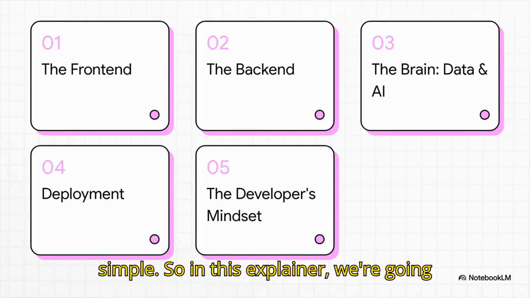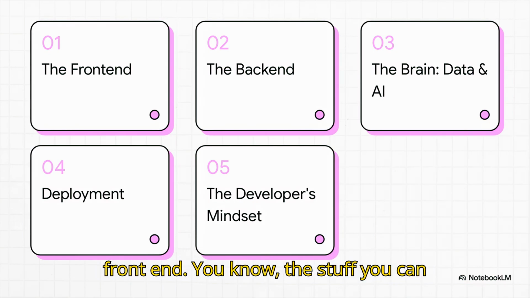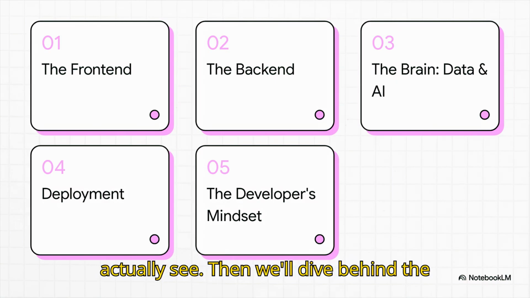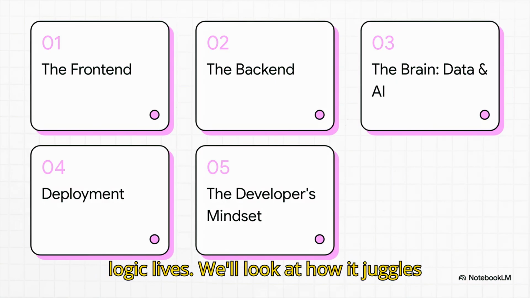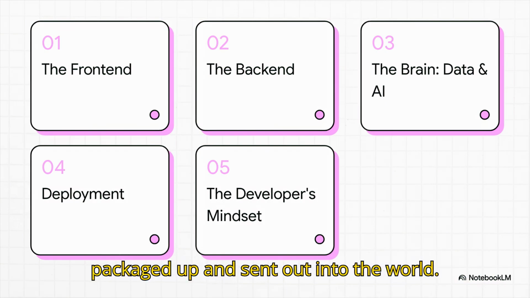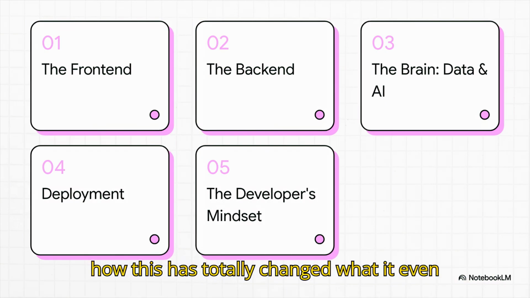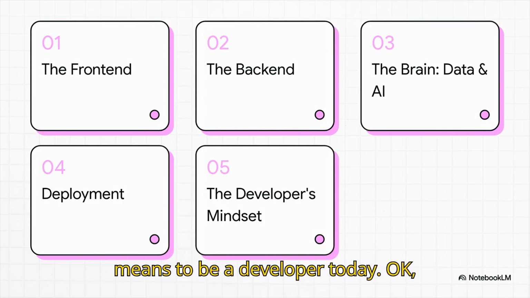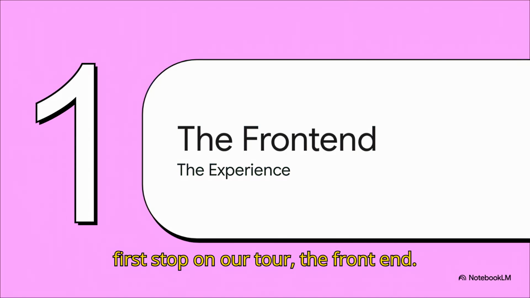So in this explainer, we're going to follow that journey from start to finish. We'll kick things off with the front end, the stuff you can actually see. Then we'll dive behind the curtain to the back end, where all the logic lives. We'll look at how it juggles data and even how it uses AI to think. Then we'll see how the whole thing is packaged up and sent out into the world. And to wrap it all up, we'll talk about how this has totally changed what it even means to be a developer today.